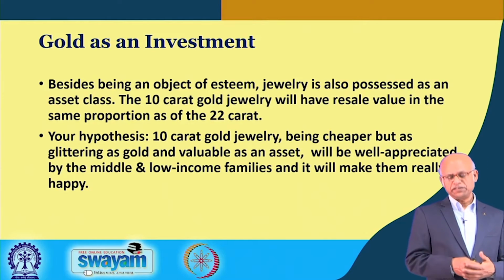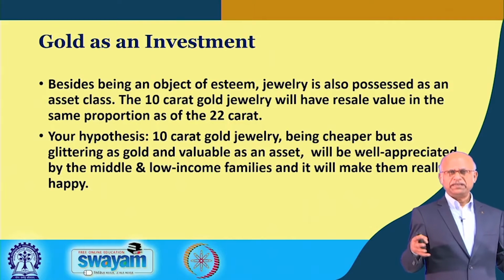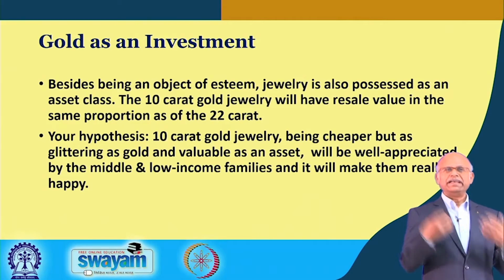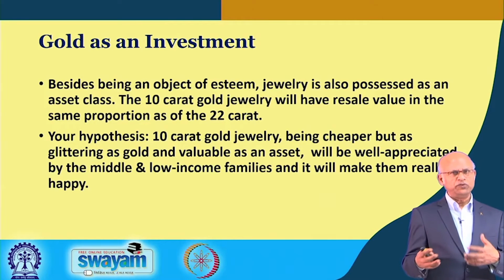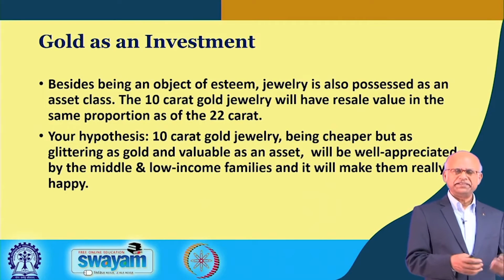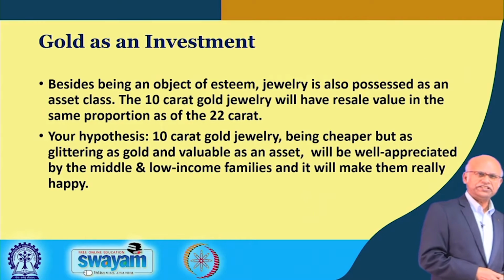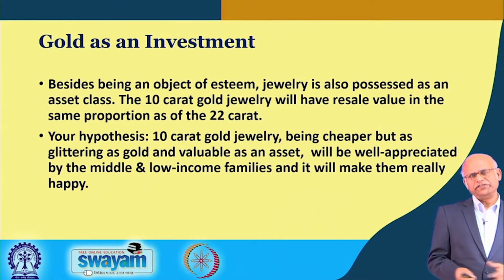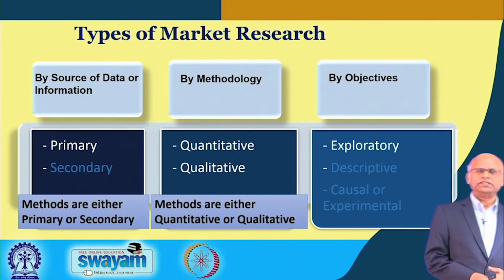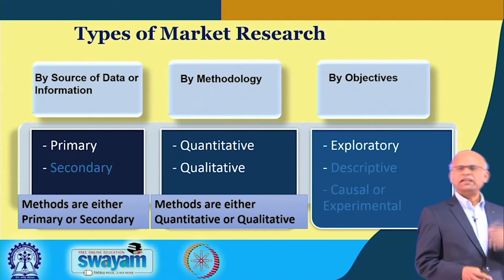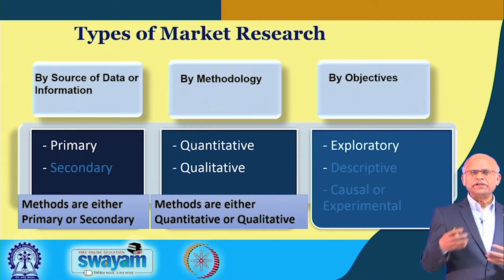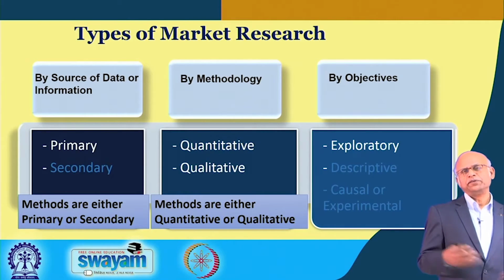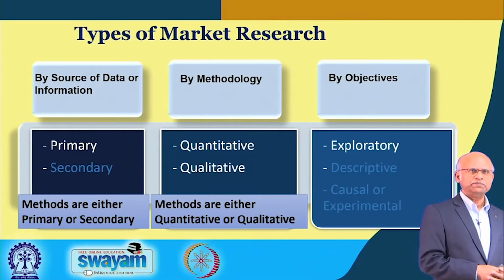Now your hypothesis. You think that 10 karat gold jewelry, being cheaper but as glittering as gold and as valuable as an asset class as any other asset, will be well appreciated by middle and lower income families, and it will make them really happy. That is your hypothesis. So, through market research and validated learning, you want to test your hypothesis and then move forward and start the business.